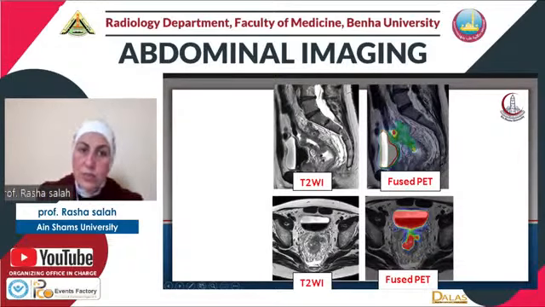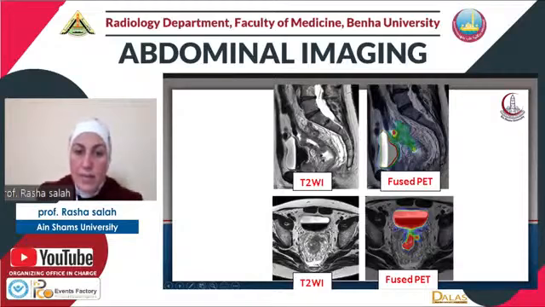This is the sagittal T2 weighted image. We can see that there is a sizable mass extending outside the rectal wall into the presacral space, and this is proved to be completely a high FDG avid mass lesion. And these are the oblique images.